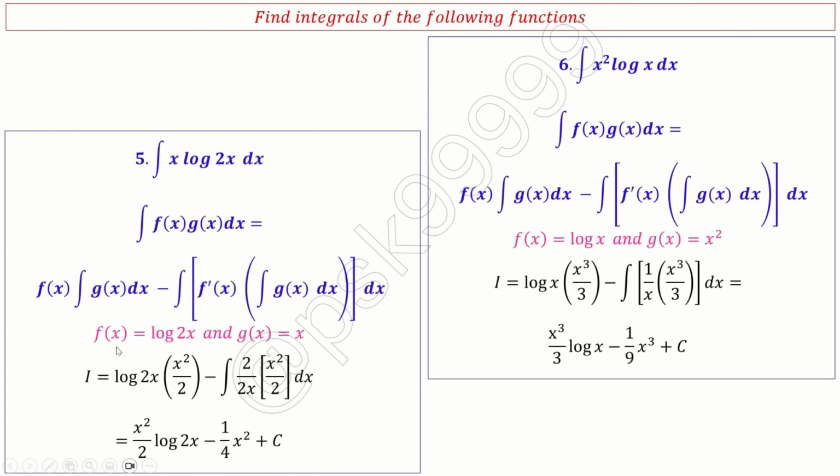x log 2x, again same thing, you can do it yourself. f of x is log 2x, g of x is x. So log 2x into x square by 2, minus integration of 1 by 2x into x square by 2. So you will have this answer. Exactly same.